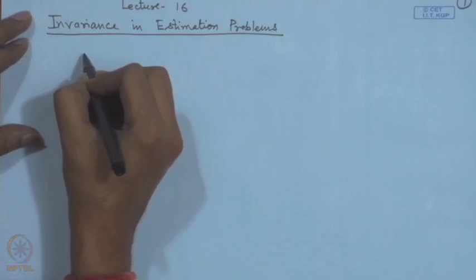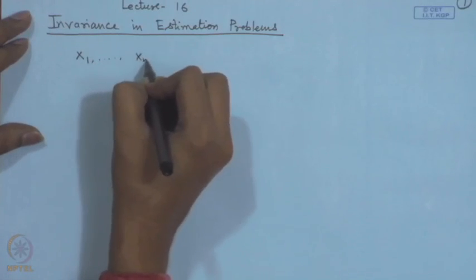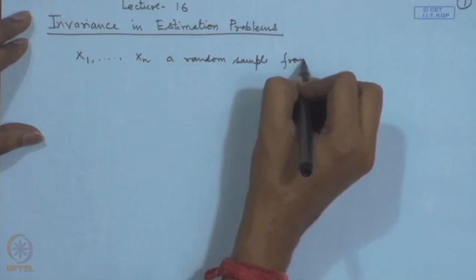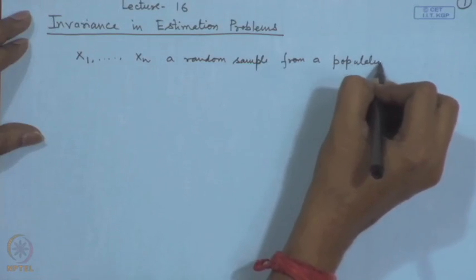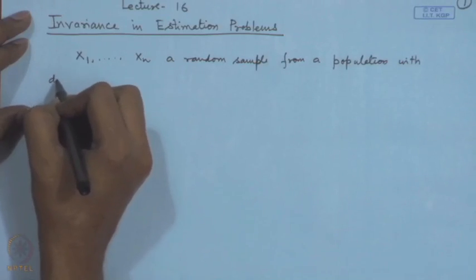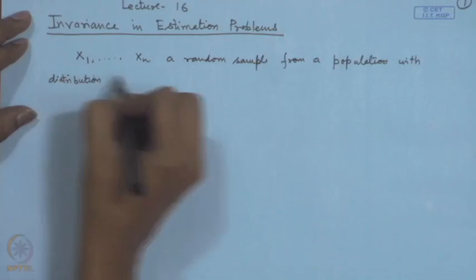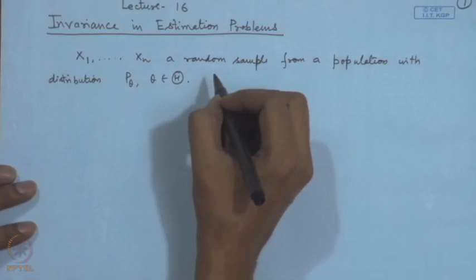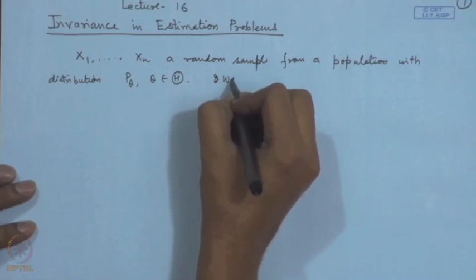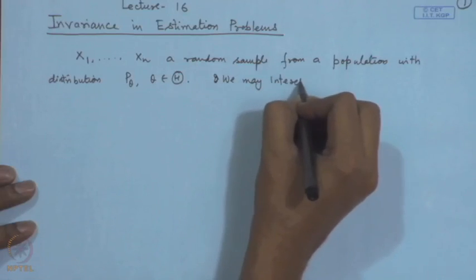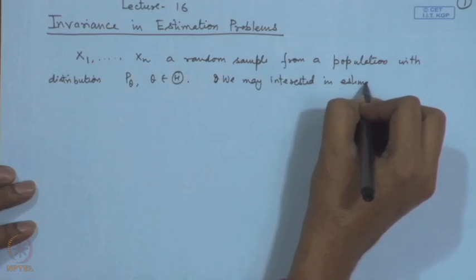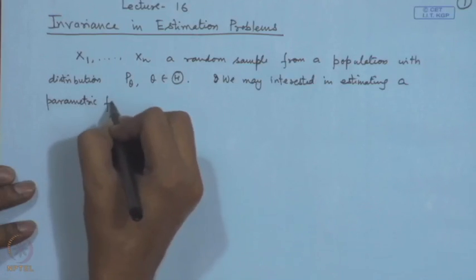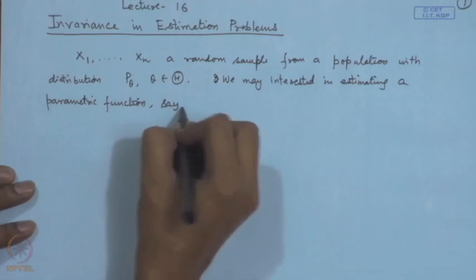As before, we have a sample x 1, x 2, ..., x n, a random sample from a population with distribution p theta, theta belonging to capital Theta. In general, we may be interested in estimating a parametric function, say h theta.